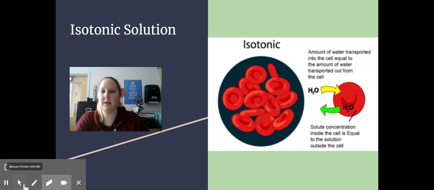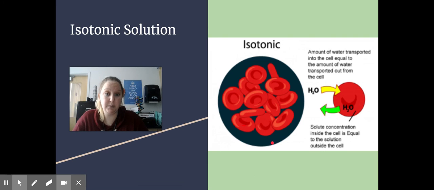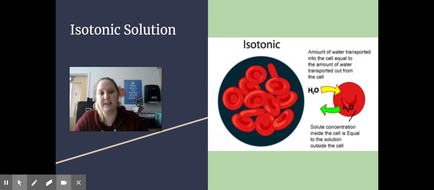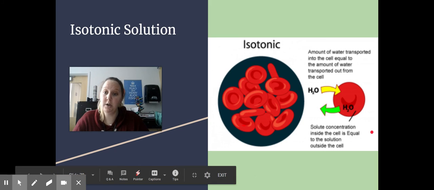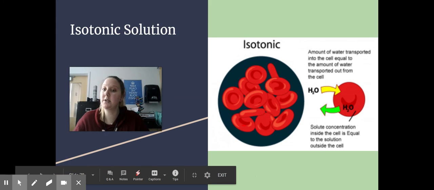This is an isotonic solution here. We use red blood cells as the best way to show this because red blood cells are very simple. We want them to be in an isotonic solution so they can carry enough oxygen in the middle of this donut to the extremities of the body, and then return carbon dioxide back to the lungs so we can rid it.